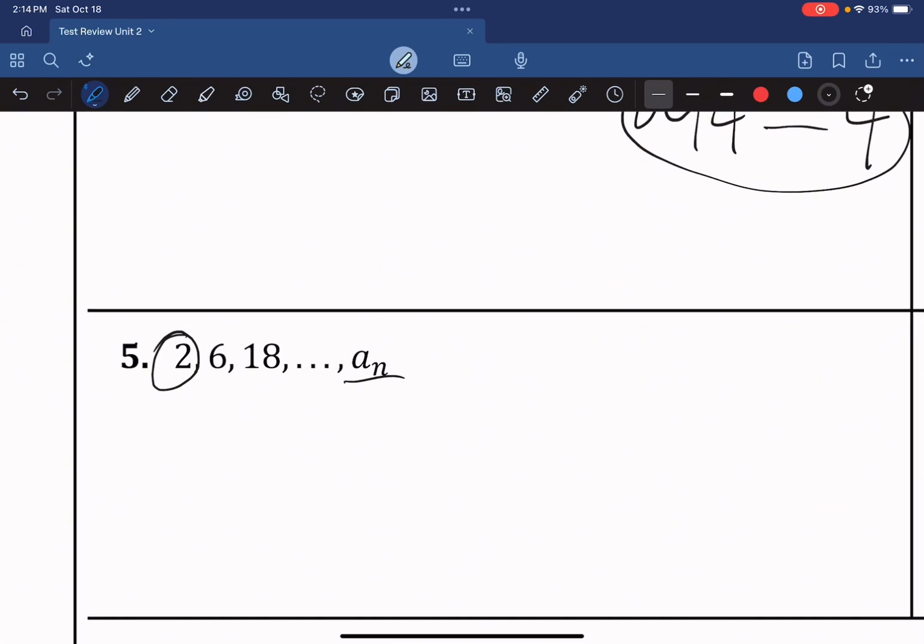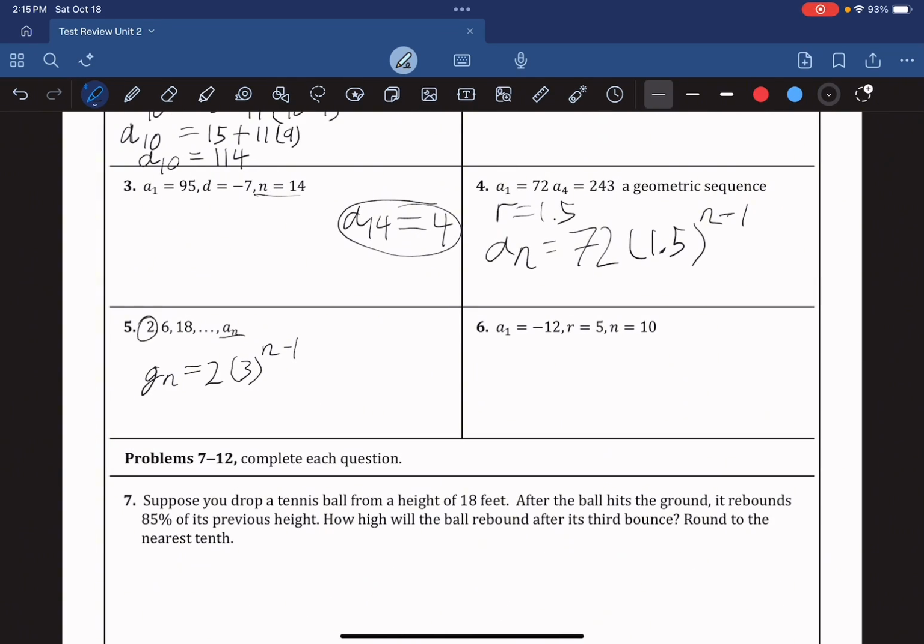Okay, so for this one, we want to find the nth term. Your first term is 2, and your r is 2 times r equals 6, r equals 3, right? So you would do g of n. Also, it doesn't have to be g of n, it can also be d of n, right? Just anything of n, whatever variable you want to use. So your g of 1 is 2 times r is 3 to the n minus 1. So that's your formula right there.